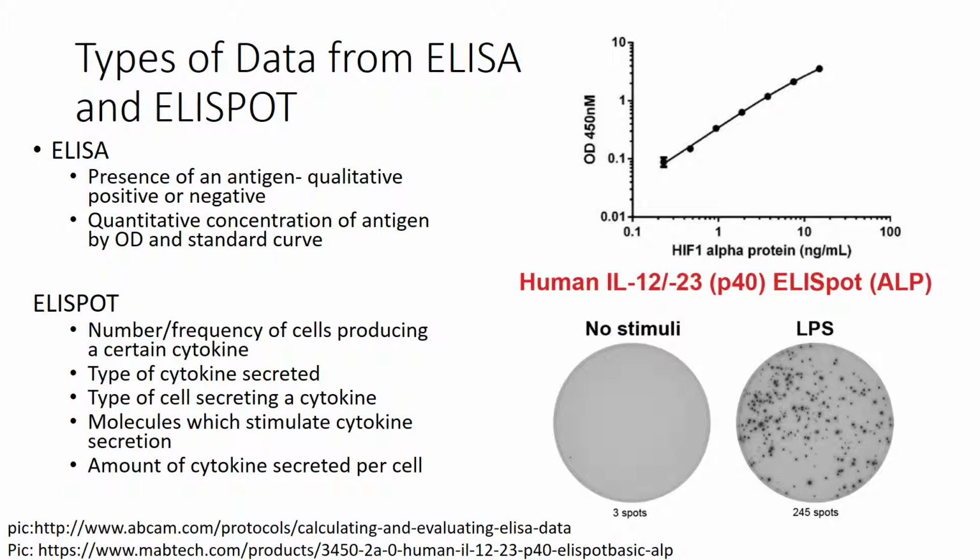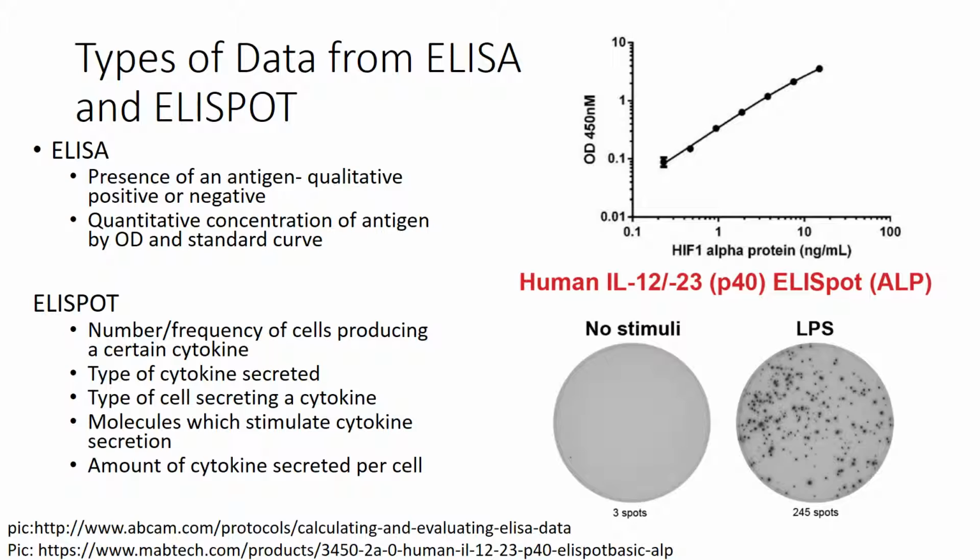Okay, so the type of data that you get from an ELISA and an ELISpot. The ELISA assays show whether a specific antigen is present in the experimental sample, and they can also show the amount or concentration of it in a sample. So you find the concentration by comparing the experimental optical density to a standard curve of known concentrations. And ELISpot can show the type of cell which is secreting a specific cytokine based on whichever cell you choose to use in your experiment.